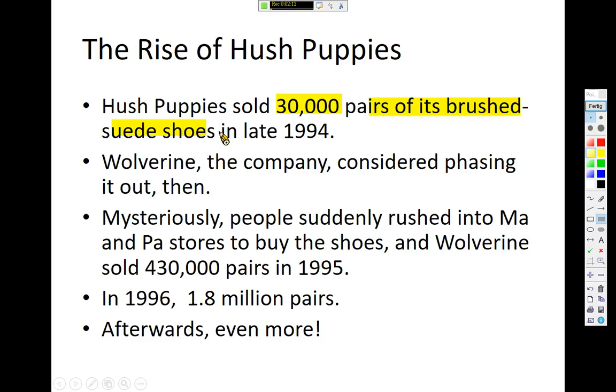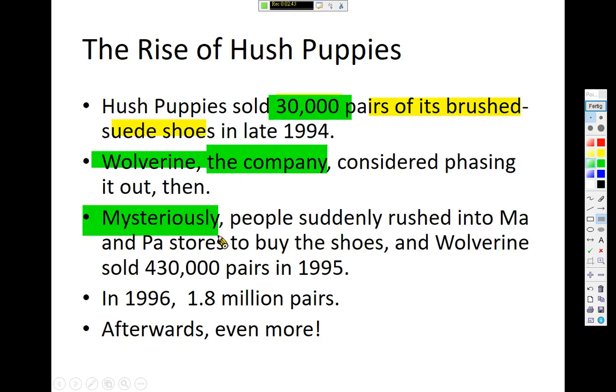So Wolverine, at that time, this is the company, considered phasing it out completely. There's no use to continue the manufacturing process, because it's only capable of selling 30,000 pairs. Okay, however, this is the keyword here: mysteriously. Ooh, spooky. How spooky it is.